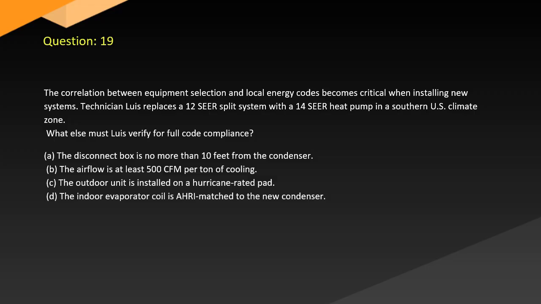A. The disconnect box is no more than 10 feet from the condenser. B. The airflow is at least 500 CFM per ton of cooling. C. The outdoor unit is installed on a hurricane-rated pad. D. The indoor evaporator coil is AHRI matched to the new condenser.